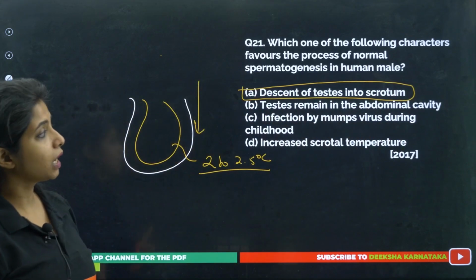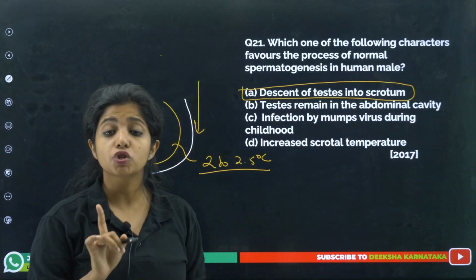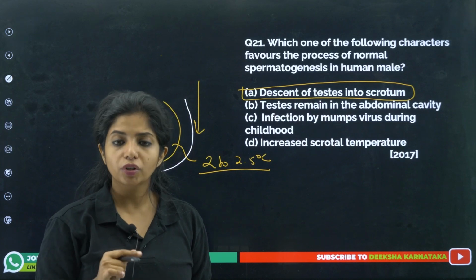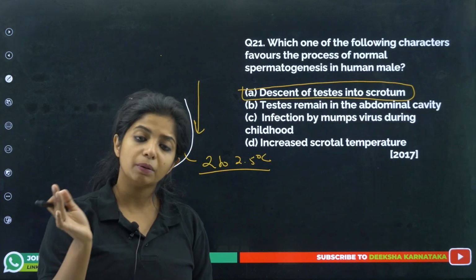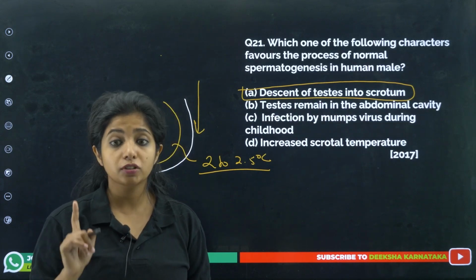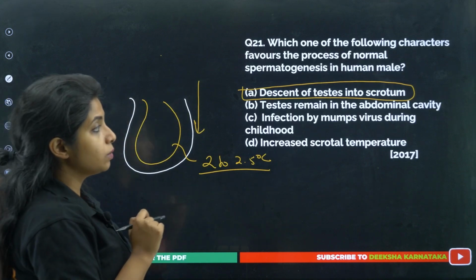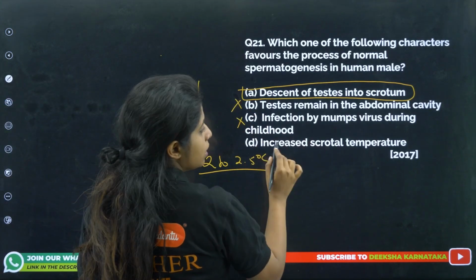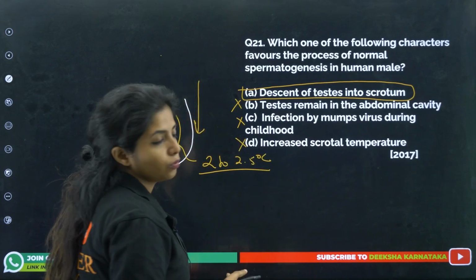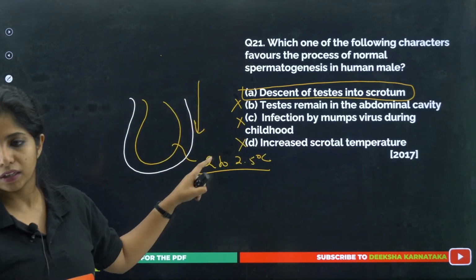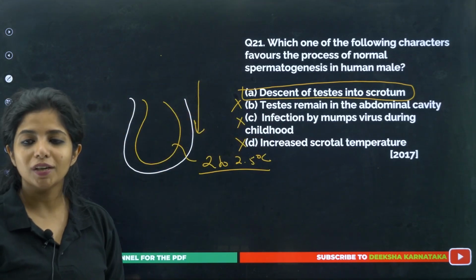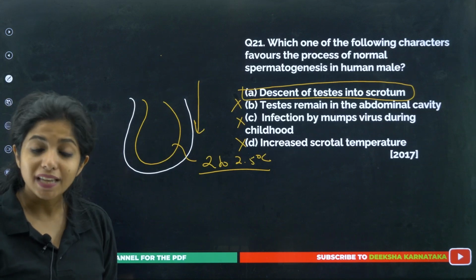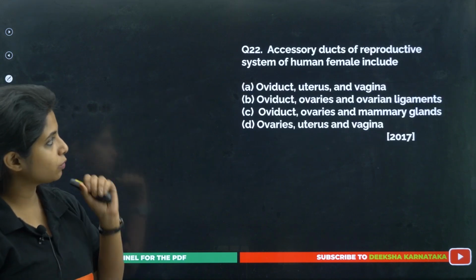Testes remain in the abdominal cavity? No, children, it happens in many babies. They have to undergo surgical operations, or there might be other processes, but if it does not happen, it's a very big problem. Testes remaining in the abdominal cavity is a problem. Infection by mumps virus, oh my god, no. Increased scrotal temperature, no. So we do not have any option other than to bring it down, which is descent of testis into the scrotum. This is a 2017 question. Next question.